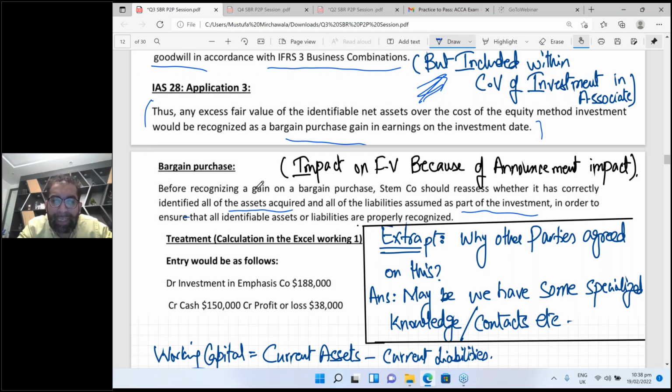Why did the other parties agree to this? Maybe we have some specialized knowledge or context, etc. See, I have added this point. The extra pt means extra point. I just discussed this point with you, that there is a possibility why the other parties allowed us to pay less and get more share, because maybe we have some knowledge related to this technology. Or the announcement impact, I gave you the example of Apple company. There is a possibility of these things as well. Okay, and here is the double entry.